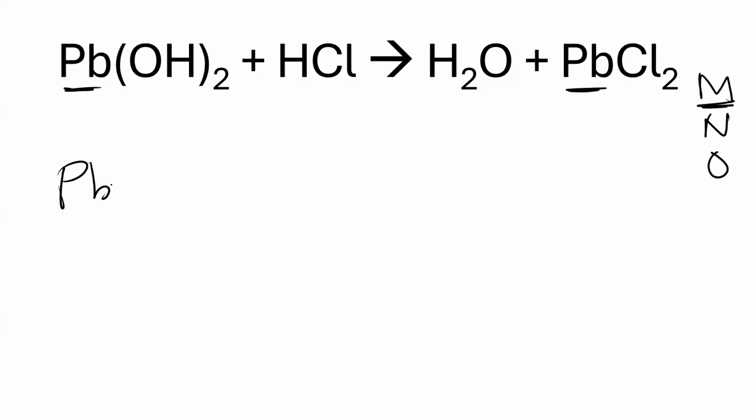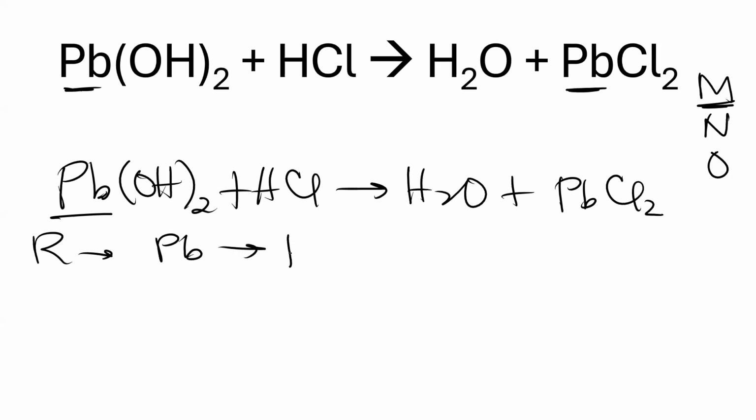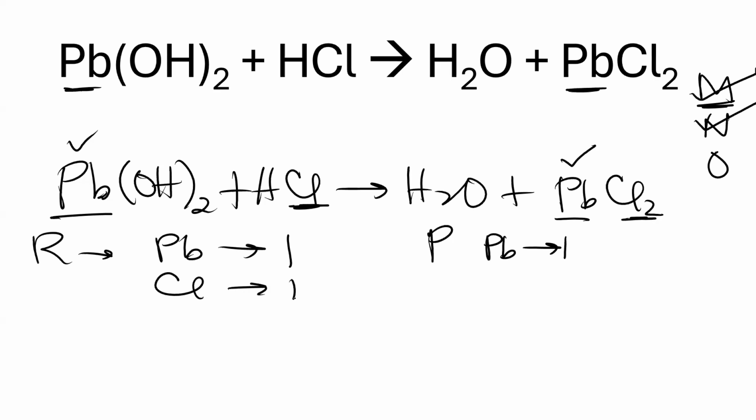So if you have Pb, lead 2 hydroxide plus hydrochloric acid to form water plus lead 2 chloride, right? So on the reactant side, our lead is only 1. On the product side, our lead is only 1. So that's pretty balanced. Then we have the non-metal other than oxygen and hydrogen, that's chlorine here. So the chlorine on the reactant side is 1. On the product side is 2. So we multiply this by 2 so that we balance the chlorines out.